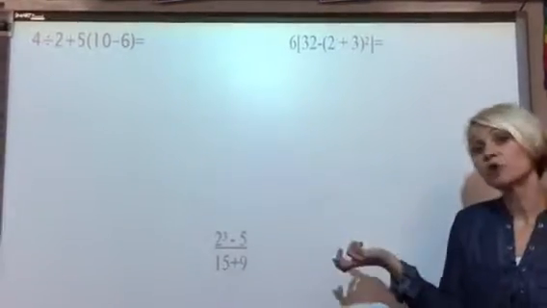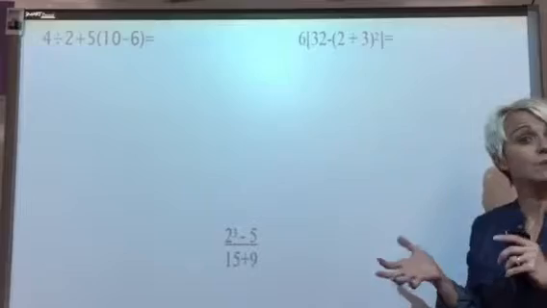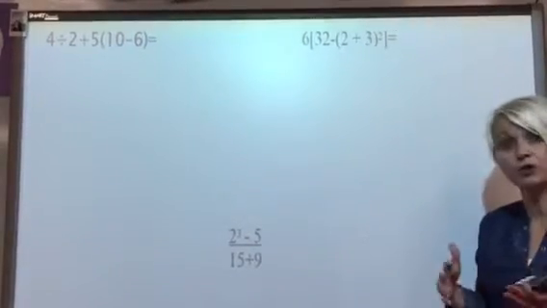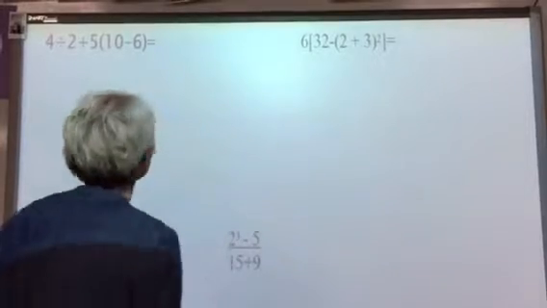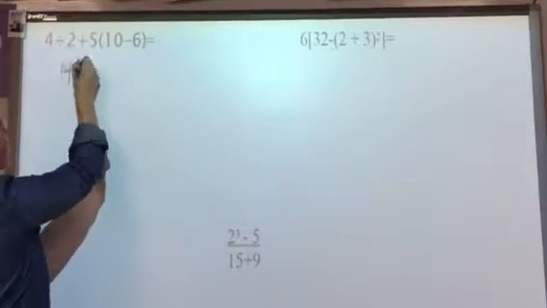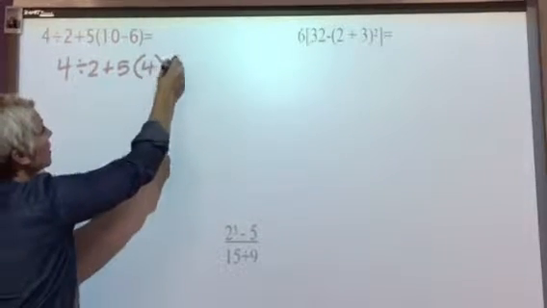Now when you add some grouping symbols to order of operations, it can get just a little bit more complicated. So let's practice 3 different kinds, and then I gave you an example in your notes of each kind for you to practice as well. So in this example, we do have a parenthesis. We're going to do that first. 4 divided by 2 plus 5 times 4.